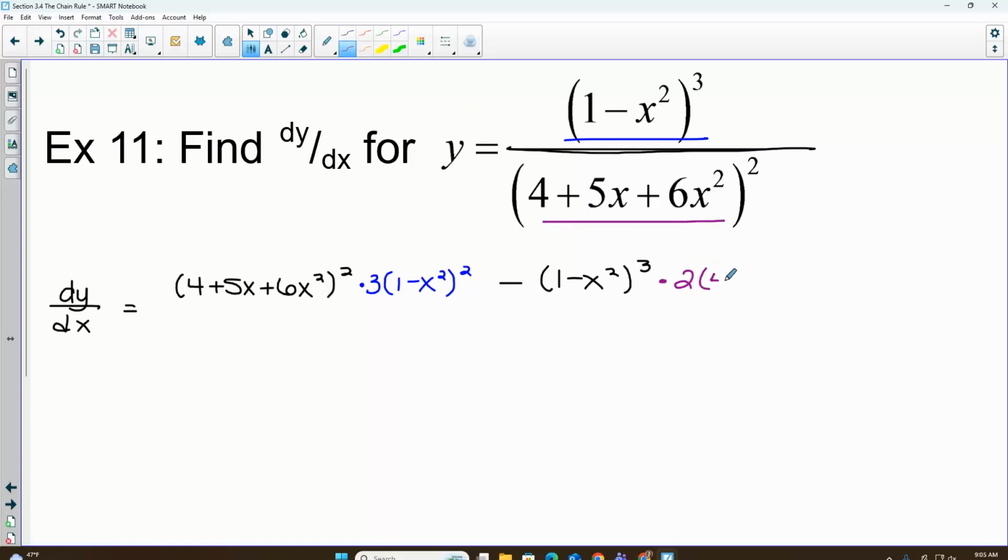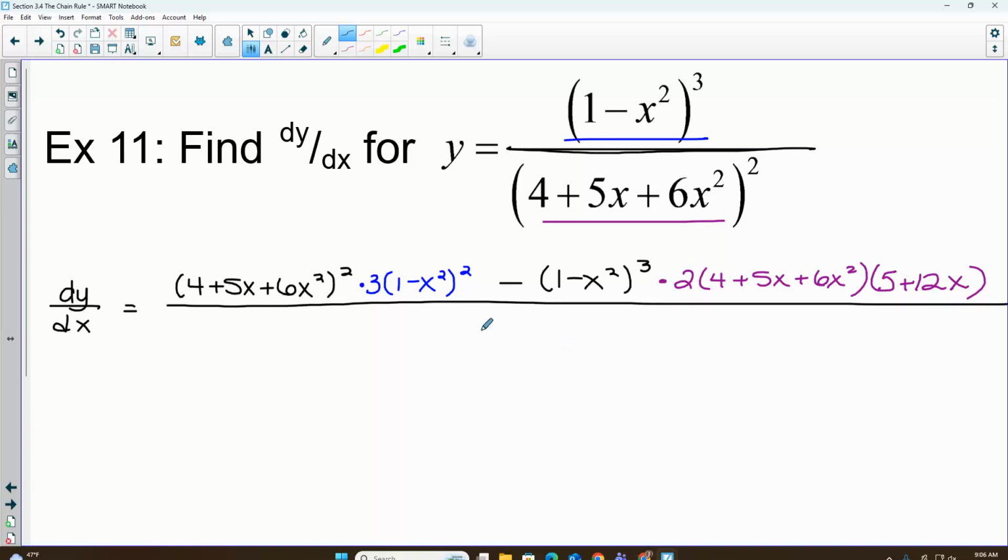2 comes down, inside stays the same, subtract 1 from the power, so it's now to the first times the derivative of the inside. Which is what? 12x plus 5. Over low squared. It was already squared, and I'm squaring it again.